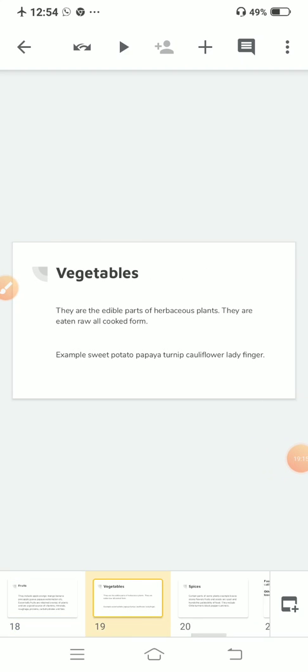Next slide is vegetables. They are edible parts of herbaceous plants. They are eaten in a raw or cooked form.